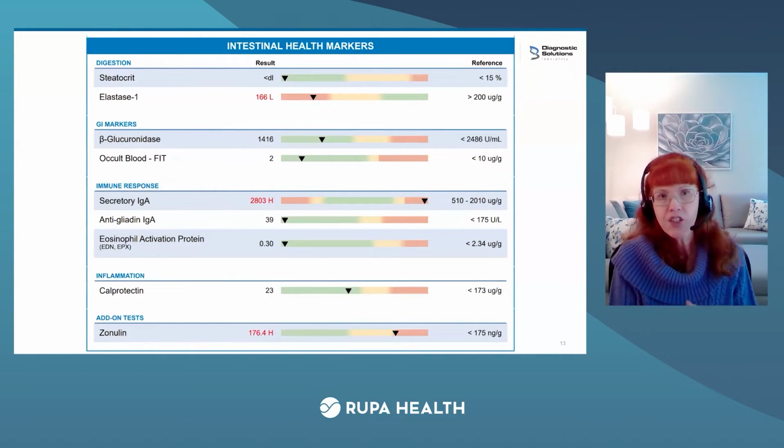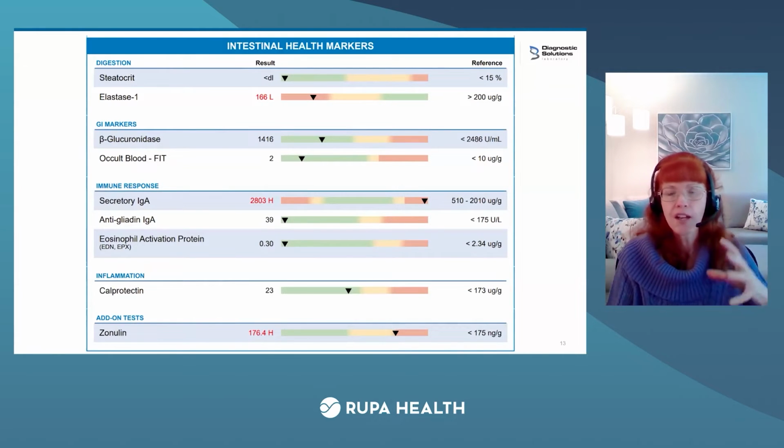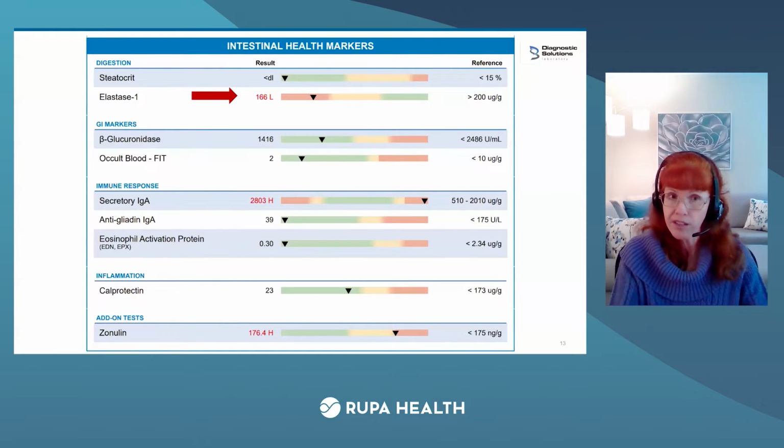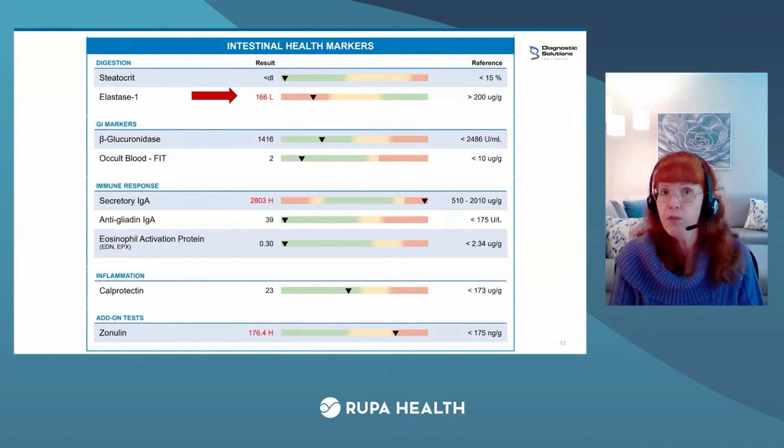So now to the final section, the intestinal health markers, tying it all together with the microbial markers. Now we'll notice her elastase 1 was very low. This is a marker of pancreatic enzyme output, and we want to see this above 500 for optimal pancreatic enzyme secretion. It is quite low, 166. She's not making enough pancreatic enzymes to properly digest proteins, fats, or carbs. Again, we're going to bring in some supplements to help compensate for that lack of digestive capability.